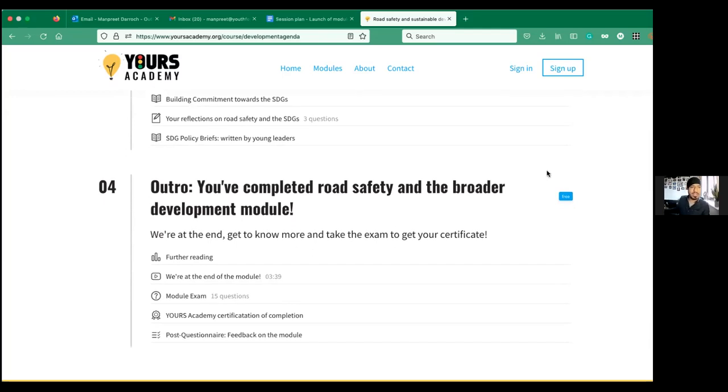My dog's also really excited. I don't know if you guys can see him in the background. He's going a bit mad. He's excited that we launched the module.